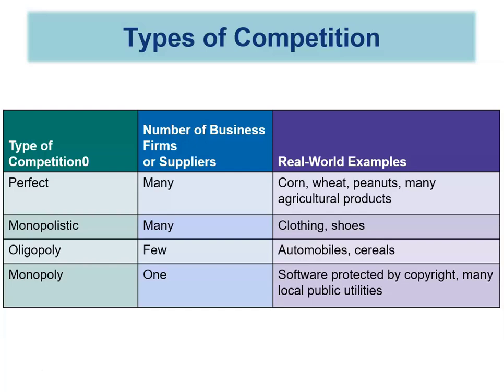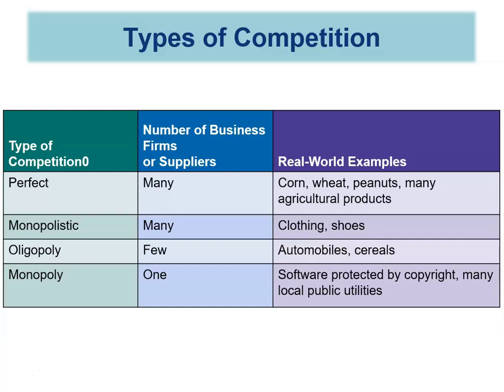First of all, we have the perfect competition, and this is a market situation in which there are many buyers and many sellers of a product or service, and no single buyer or seller is powerful enough to affect the price of that product or service. In perfect competition, buyers and sellers must accept the going price. Obviously, perfect competition is quite rare in today's world.